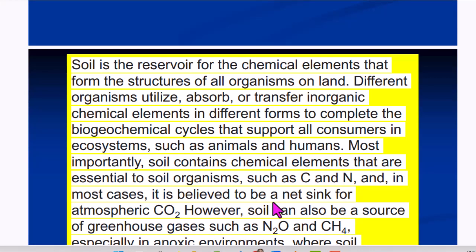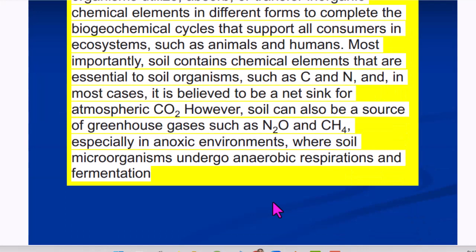Soil is the reservoir for chemical elements that form the structure of all organisms on the land. Different organisms utilize, absorb, and transform inorganic chemical elements in different forms to complete the geochemical cycle that supports all consumers in the ecosystem, such as animals and humans. Most importantly, soil contains chemical elements that are essential to soil organisms, such as C and N. In most cases, it's believed to be a net sink for atmospheric CO2.